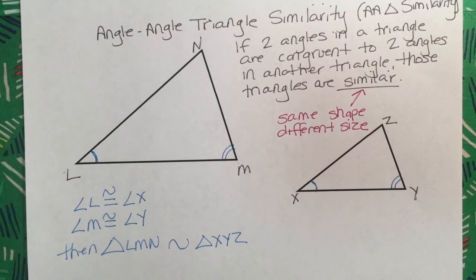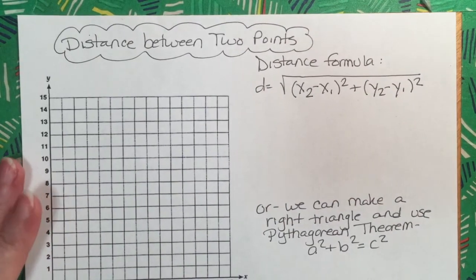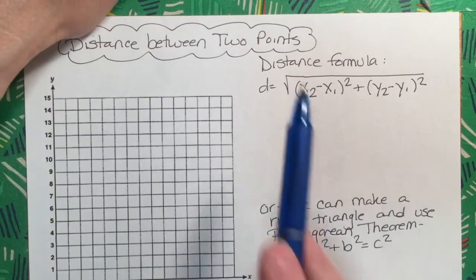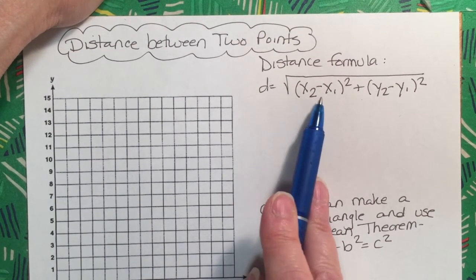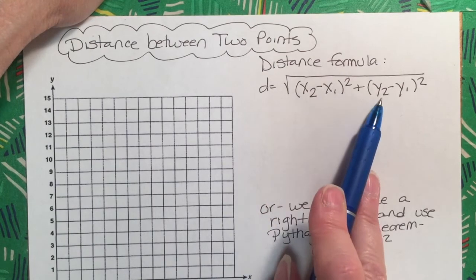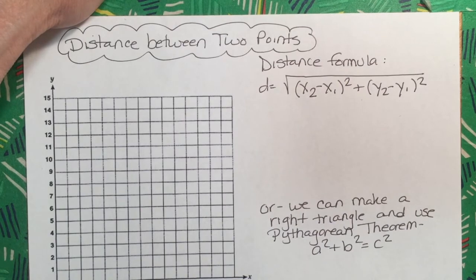And the last topic that I want to go over for you today is talking about finding the distance between 2 points on an XY coordinate plane. So we have the distance formula. Distance equals the square root of x2 minus x1 squared plus y2 minus y1 squared. Okay, so that looks complicated, but it isn't.